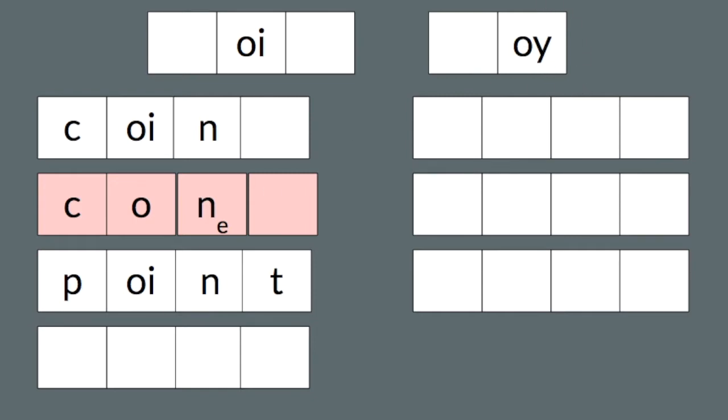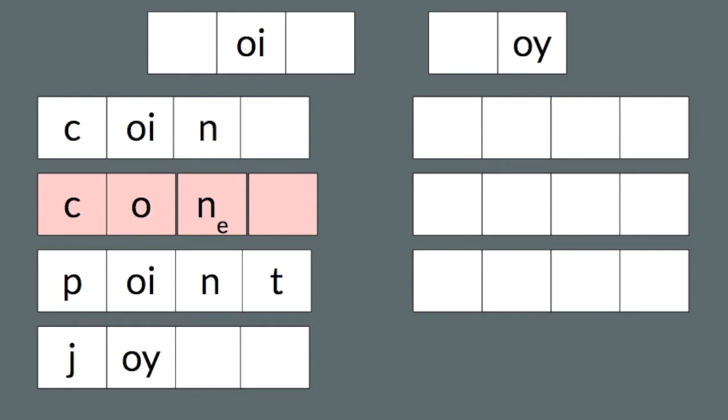OY. In joy, what was the first sound? J. How do you spell it? J. And the last sound was? Oi, spelled OY. Nice job. So you can see when it comes at the end of the word, we use that OY pattern.